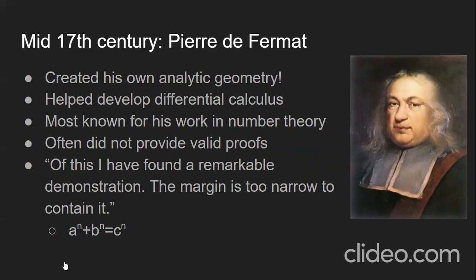So he wrote, but it is impossible to divide a cube into 2 cubes, or a fourth power into 2 fourth powers, or generally any power beyond the square into 2 like powers. Of this I have found a remarkable demonstration. And then he writes, the margin is too narrow to contain it. So he literally said, like, I found a proof, but there's just no room on the page for it. So he didn't include it.